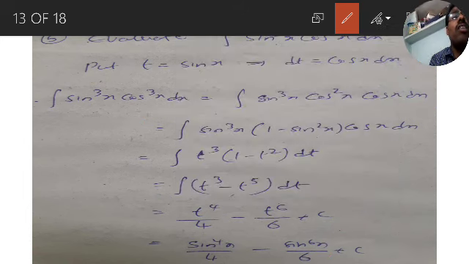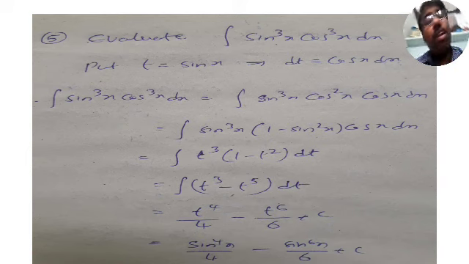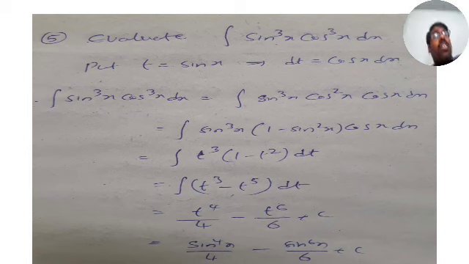Are you getting? This is the fifth problem that we covered. Evaluate integration of sin power of 3x into cos power of 3x dx. Sin power is an odd number. Cos power is also an odd number. If both the powers are odd numbers, then what to do? If sin power is more, put t is equal to sin x, and if cos power is more, then put t is equal to cos x.